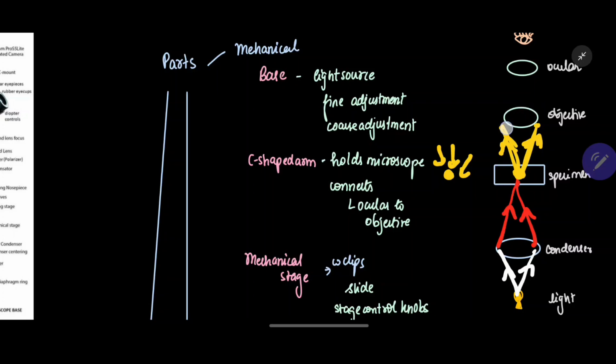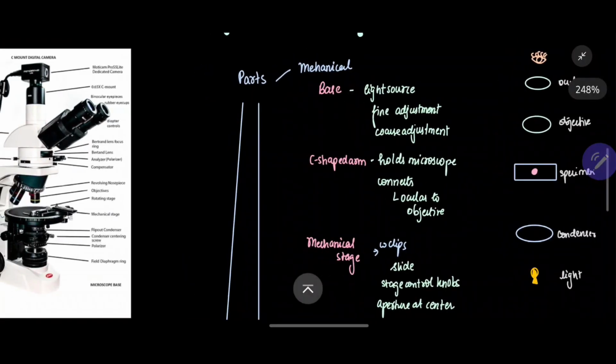Then from the objective, it is again going to focus on the ocular, and from the ocular your eye is going to observe the light. So the image is then formed in your eyes in this way. I hope that's easy to understand. I'm going to read the definition that's given in the textbook, and then we'll redraw this thing as we read the definition. So let us start.